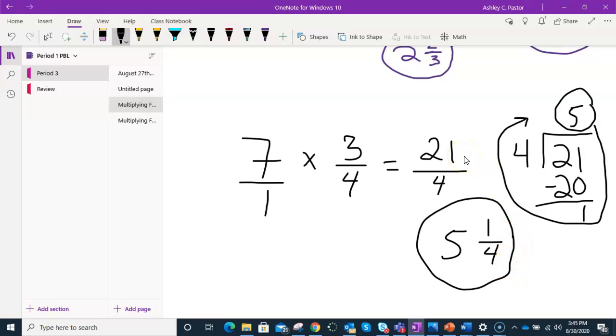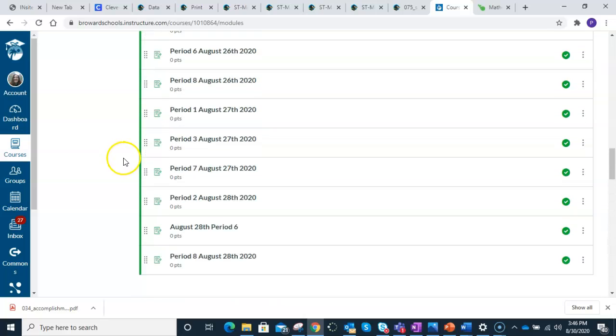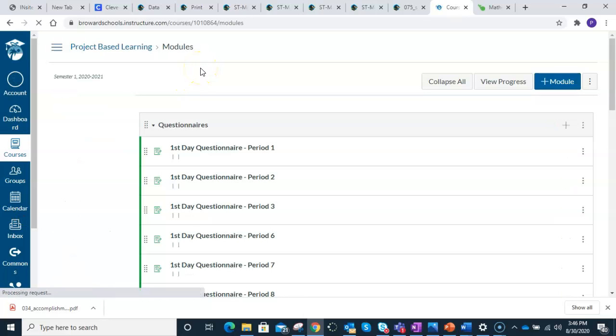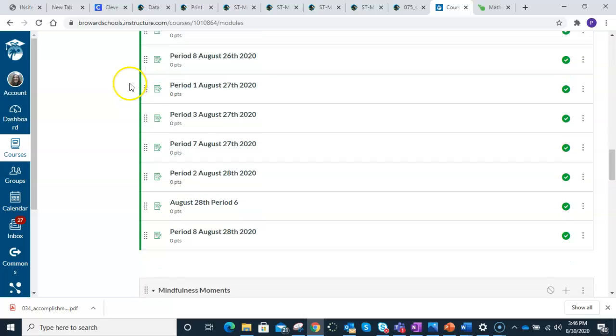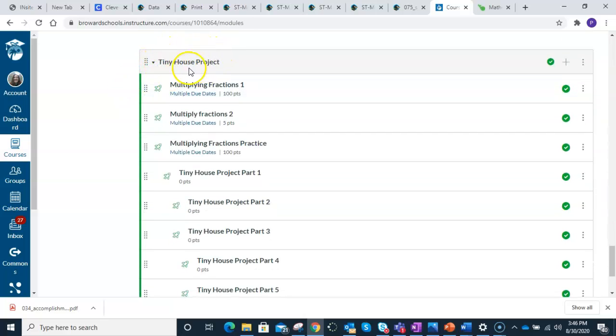Okay, guys, so this review of basic multiplying fractions is finished. But these are the assignments that I want you to do, okay? So what's going to happen is you're going to go into your class, and I want you to go to modules. So this is my modules opened up. I'm going to click this one more time. The module that you need to go to is going to be a little bit different this time. You're going to go to the module that is labeled Tiny House Project.